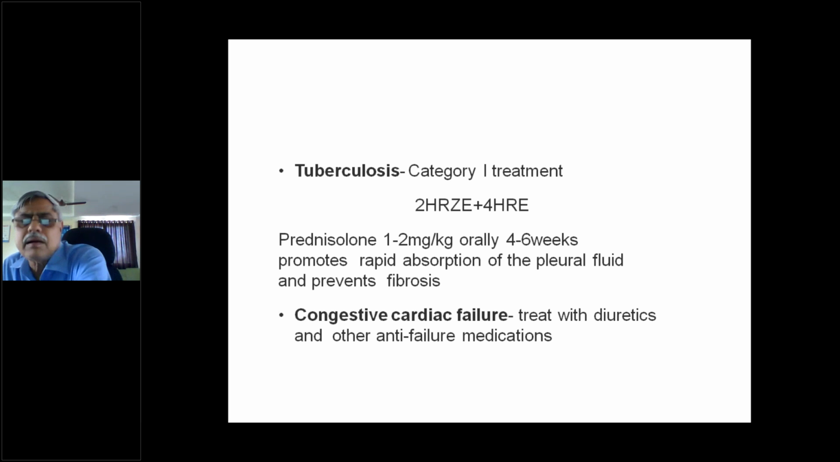Loculated pleural thickening, loculated pleural effusion, they are very difficult to treat, and actually thoracostomy has to be done. Sometimes pleural thickening actually has to be surgically removed. So it will become a very difficult operation. So to prevent fibrosis and adhesions, you have to give prednisolone 1 to 2 milligrams per kg body weight for about 4 to 6 weeks.